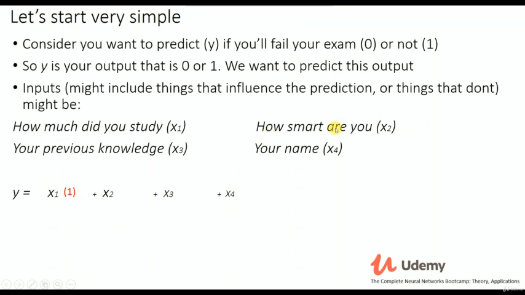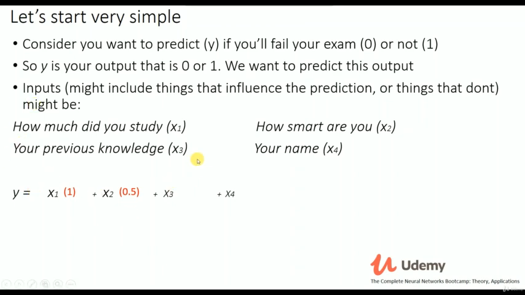Let's, for example, see our second input, X2. How smart are you? Now, I told you, if you're smart, then that helps. But it's not the main reason why you pass your exam. The main reason is how much you studied. A person that is smart but did not study for the exam might end up failing the exam, for example. So being smart helps you, but it's not the main reason to pass your exam. So therefore, let's give it a weight, or an importance, of 0.5.